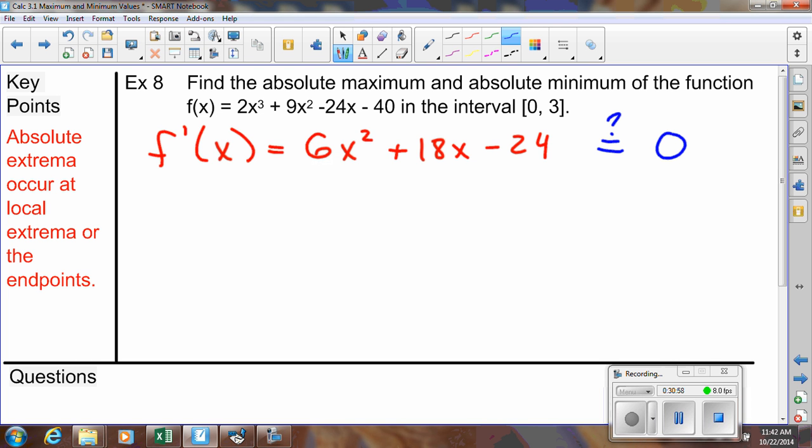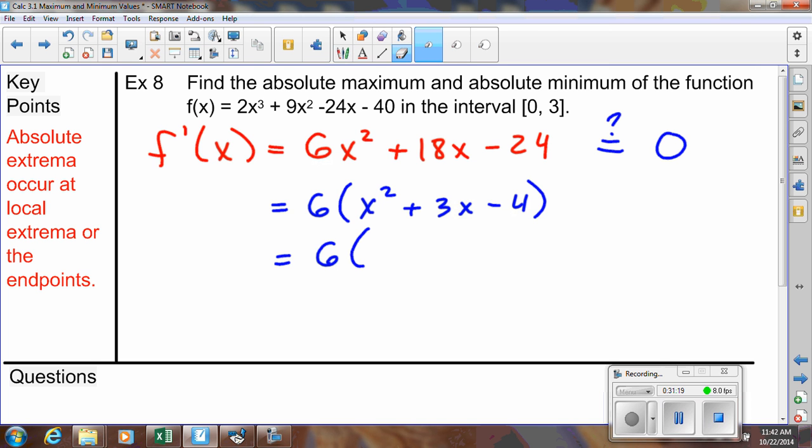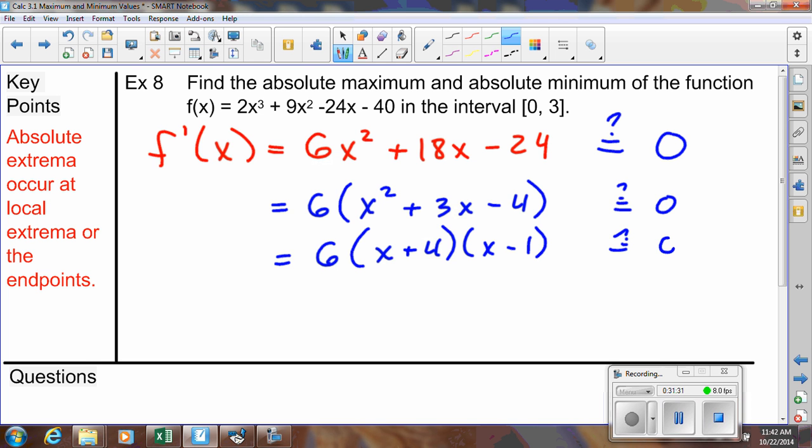Well, let's factor out a 6. x squared plus 3x minus 4. How does that factor? We should recognize two numbers that will multiply to give us negative 4 and add up to positive 3: positive 4 and negative 1. So where does this thing equal 0? At x equals negative 4 and x equals 1. These two numbers are the critical numbers, the critical values.